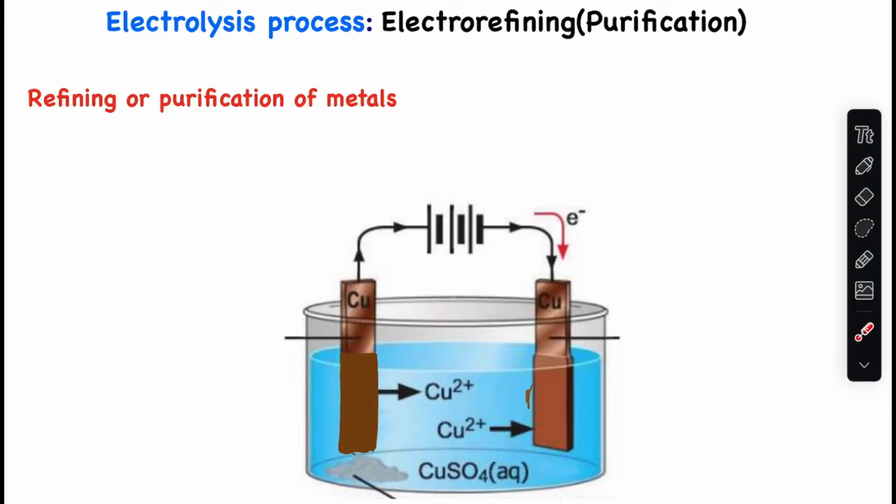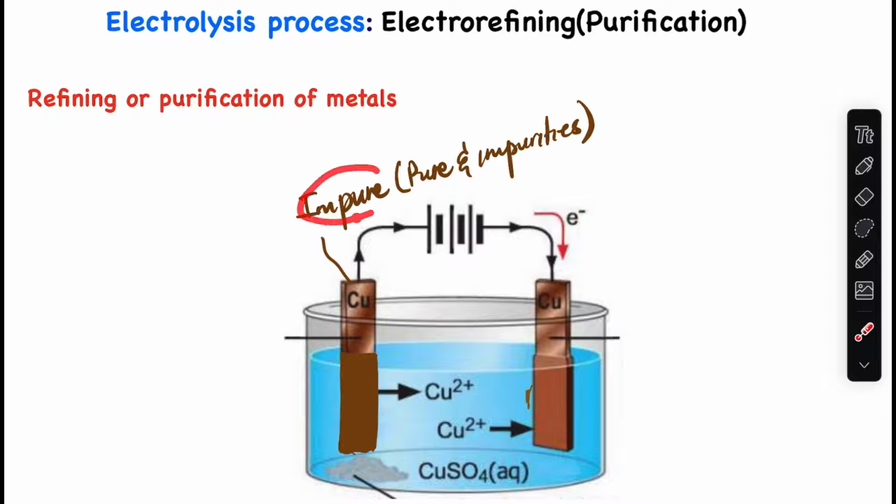Okay, guys, let's look at the electrolysis process called electrorefining, or purification. What do we mean by refining or purification? It's when we have a metal like this. This metal is impure, it has the pure part and impurities. So when we refine or purify this substance, we're separating the pure from the impurities, right?